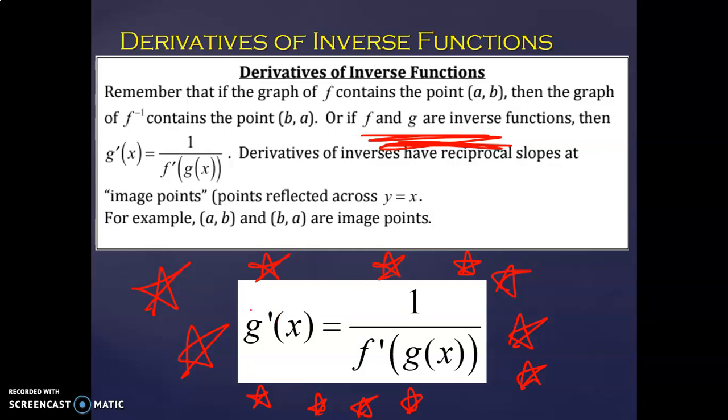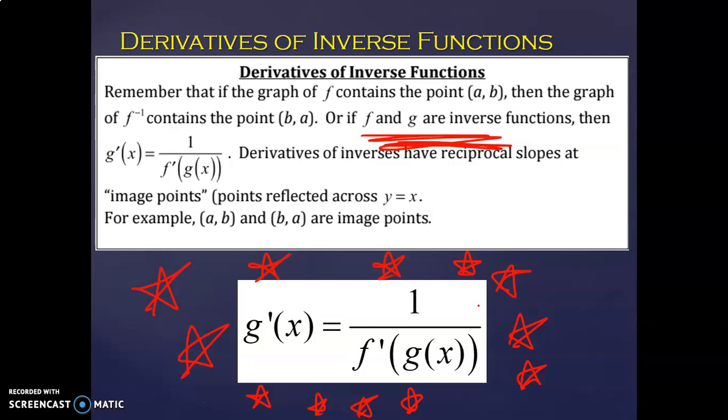So g prime of x, the slope of g at any x value, is 1 over f prime of g of x. And you can go back and look at my mediocre explanation, maybe rewatch the last couple of minutes if you want to see where that comes from on the picture.